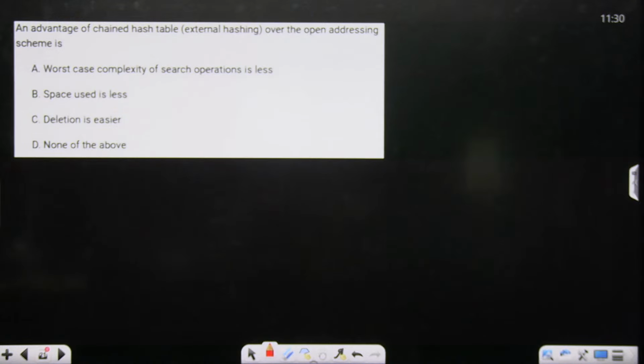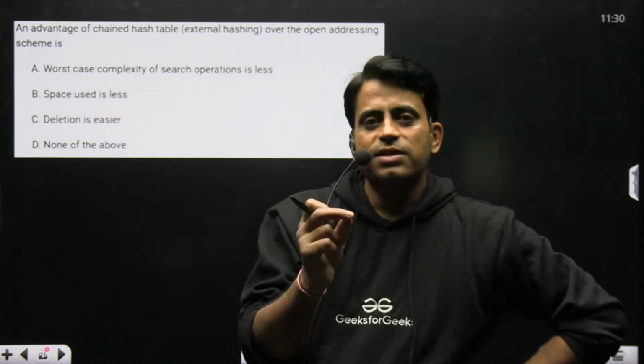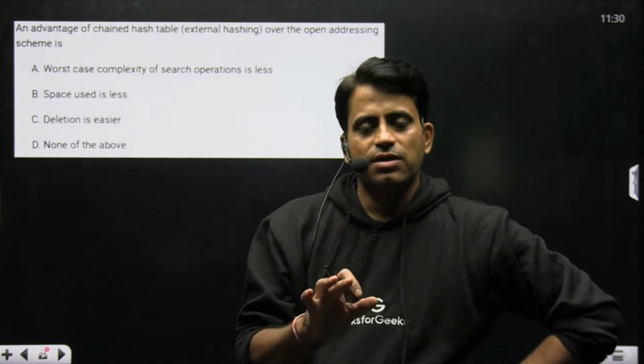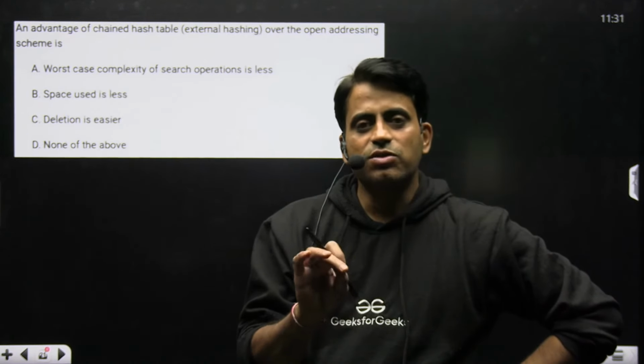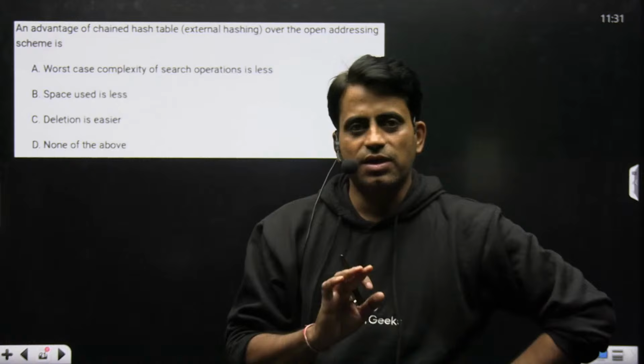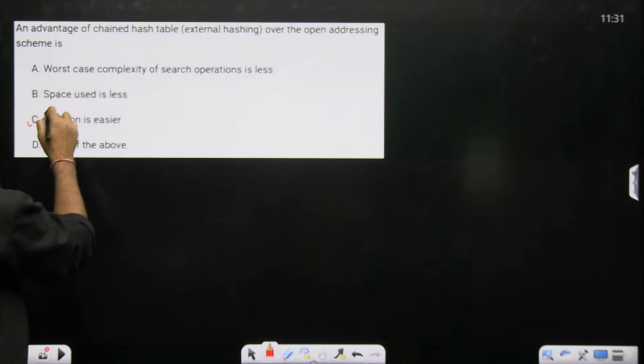An advantage of chained hash table external hashing over the open addressing scheme is what? Sir, in chaining, deletion is easier, right? You can delete or insert anytime, no problem at all. But whereas in case of open addressing, deletion is complex, right? So, क्या होगा answer? Sir, answer is deletion is easier.